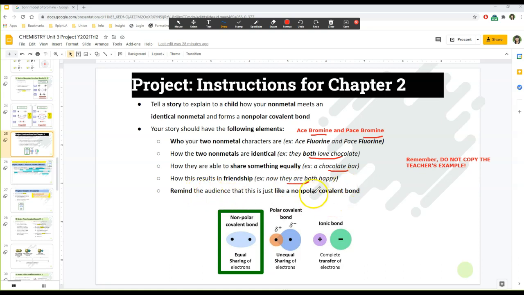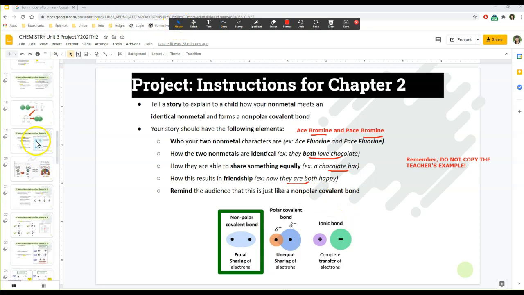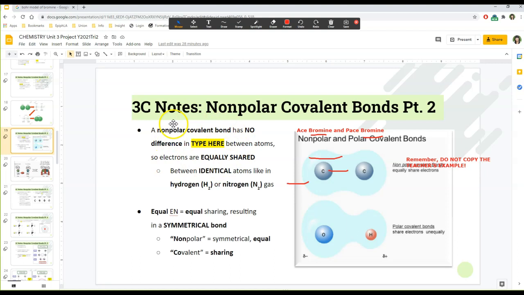And again, this is going to be just like a nonpolar covalent bond that we learned in class. We learned for nonpolar covalent bonds, there's no difference in electronegativity between the atoms, and so our electrons have to be equally shared, like a tug of war where nobody's stronger. And so this happens in hydrogen, H2, nitrogen, N2, carbon, C2, and so on and so forth.